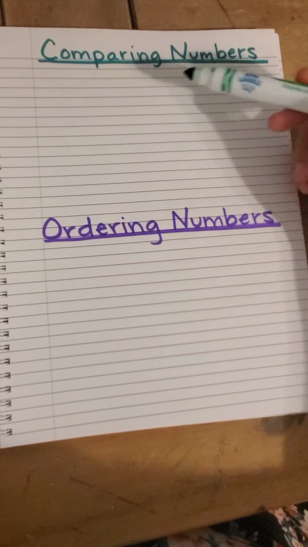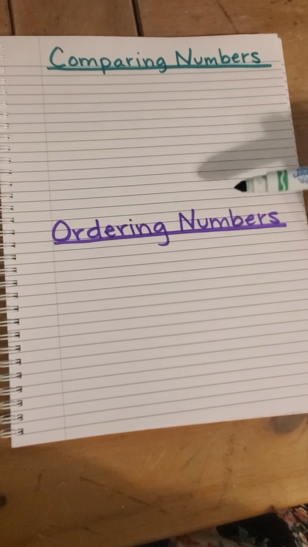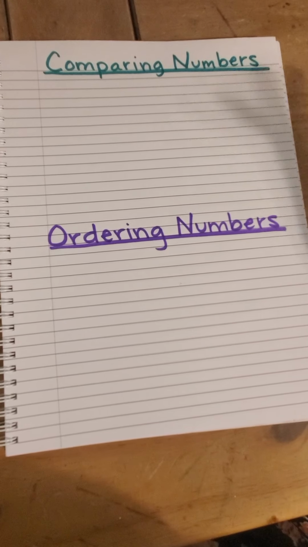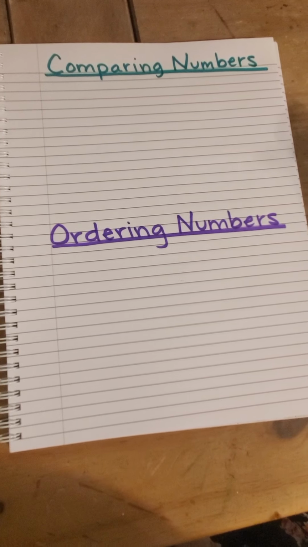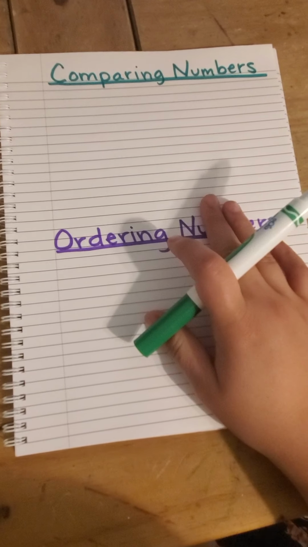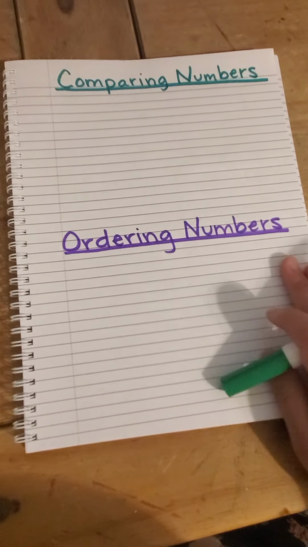Today we're going to be learning about comparing and ordering numbers. So right now we're dealing with whole numbers. Yesterday we learned about two new place values. That was the tenths place and the hundredths place. Today we're focusing on comparing and ordering using only whole numbers.